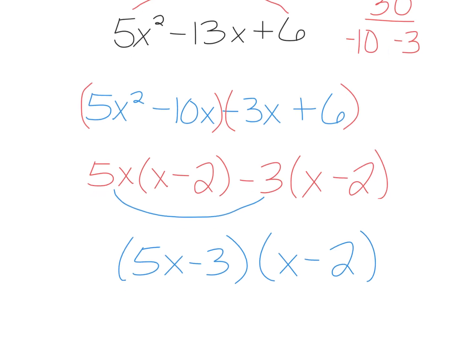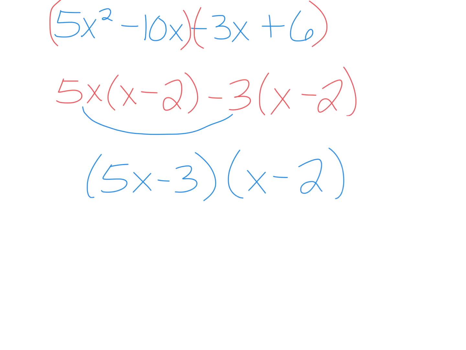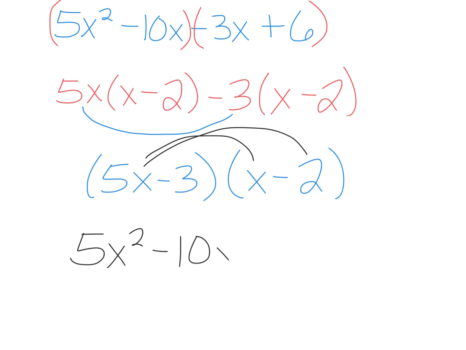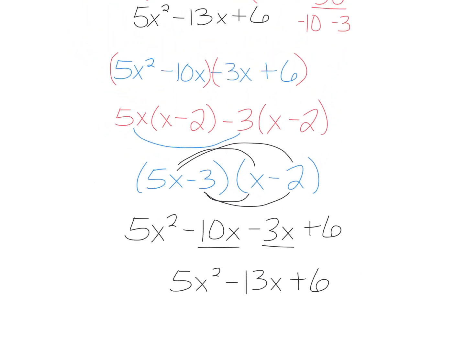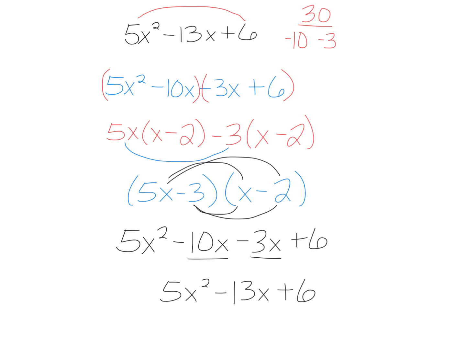How can I check if I did that correctly? Distribute back. Okay, let's just show it. Let's distribute back 5x times x. 5x to the second. 5x times negative 2. Negative 10x. Negative 3 times x. Negative 3x. Negative 3 times negative 2. Positive 6. And then what's the last step we have to do? Combine like terms. So we have 5x squared minus 13x plus 6. Did we get back? Yes.